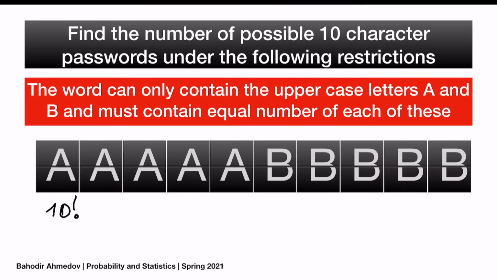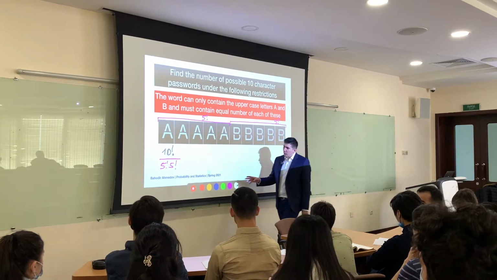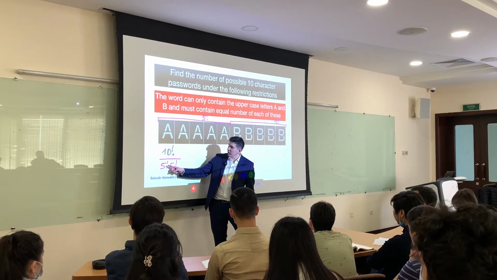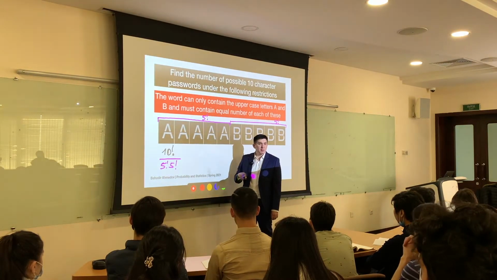Okay? So if these 5 A's would be different, then there would be 5 factorial different cases out of this, right? And if these 5 B's would be different, then there will be again 5 factorial cases out of them, okay? And now we are going to divide the 10 factorial by 5 factorial and 5 factorial, okay? And this is going to be the answer. So the question is why we are dividing by this 5 factorial in order to extract those similar cases. Why we're not subtracting them?